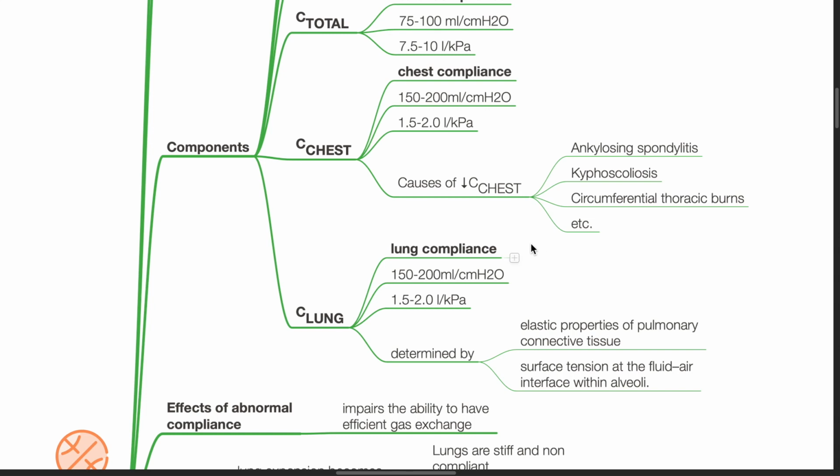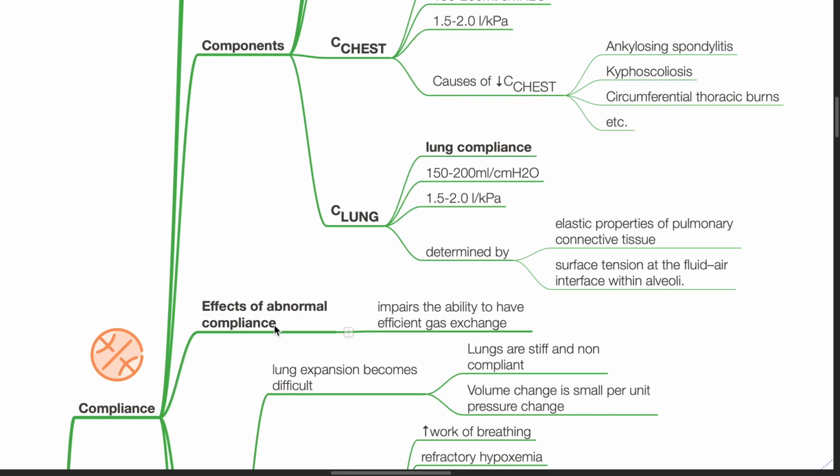The normal lung compliance is 150 to 200 mL per cm H2O or 1.5 to 2 liters per kilopascal, and it is determined by elastic properties of the pulmonary connective tissue and surface tension at the fluid-air interface within the alveoli. Effects of abnormal compliance. Abnormal compliance impairs the ability to have efficient gas exchange.